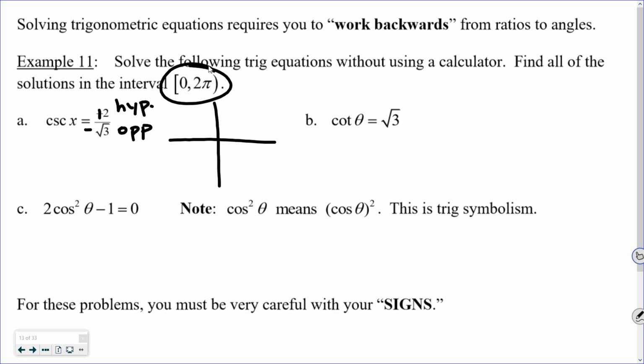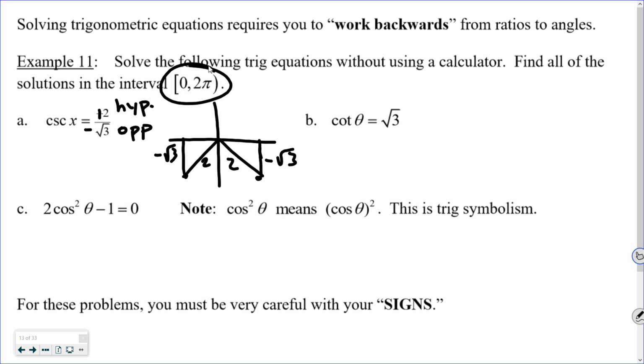So let's draw a picture here. I want the hypotenuse to be 2. I want the opposite to be, and opposite means down, that's the y. So my point's going to be here or here. That's a negative square root of 3, and the hypotenuse is 2. Either one of those would give me a cosecant of a negative 2 over the square root of 3.